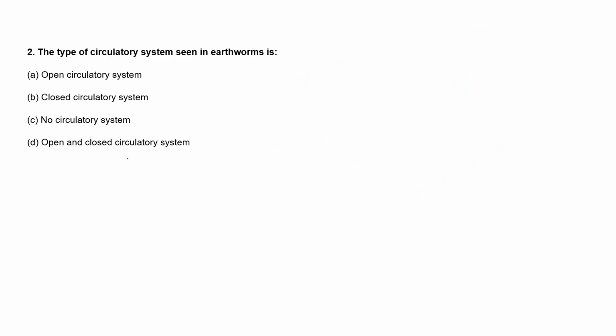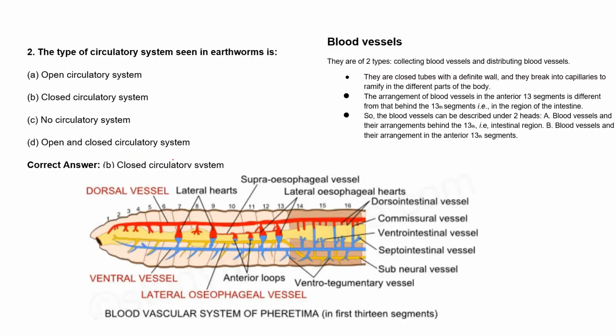Moving to the next question, the type of circulatory system seen in earthworm is: option A is open circulatory system, option B is closed circulatory system, option C is no circulatory system, and option D is open and closed circulatory system. The right answer for this question is the closed circulatory system.